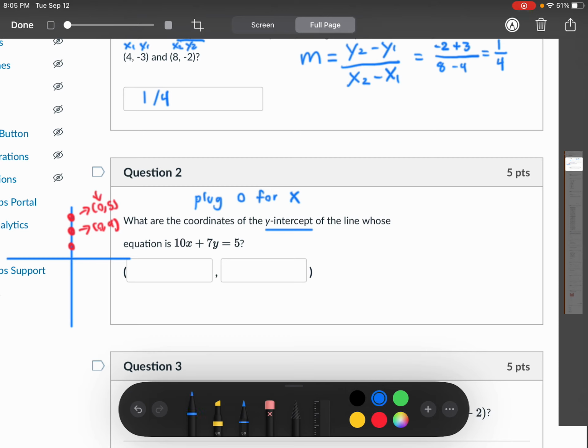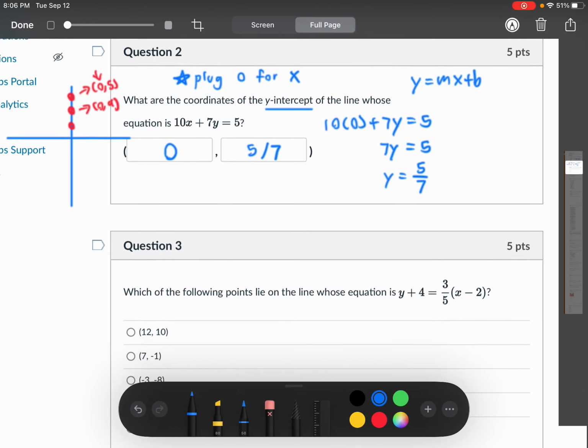Okay, so in this one, if I plug in a 0 for x, I would end up with 10 times 0 plus 7y is equal to 5. 10 times 0 is obviously 0, so I would end up with 7y is equal to 5. So y would be equal to 5 over 7. Of course, you can always solve for y on this one to figure out that y is equal to mx plus b, to write it in this form, if you will. But the more generic way of doing this works every time if you're looking for the y-intercept. So the way they wanted you to write this is as (0, 5/7), like that. All right, on to number 3.